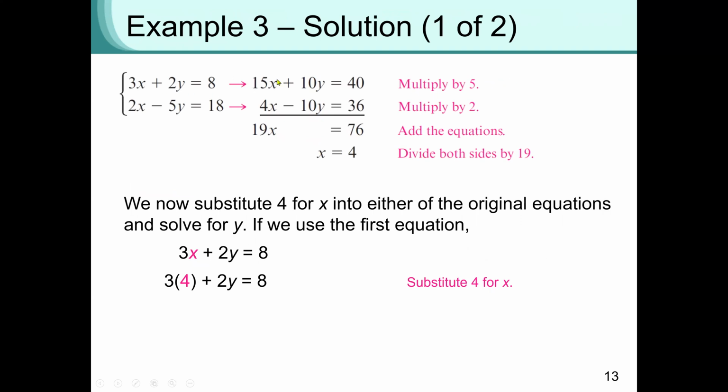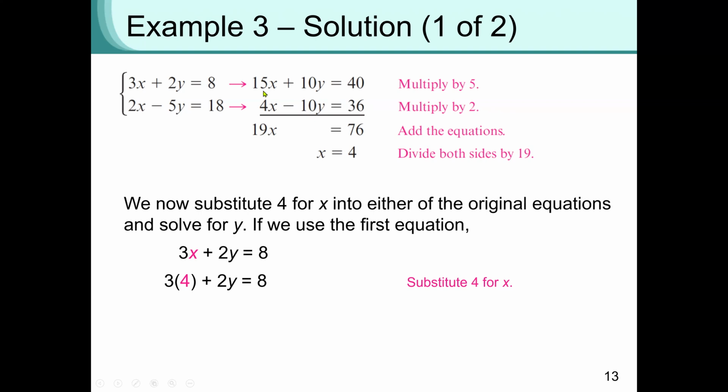Again, when we are multiplying, we have to multiply all the terms. So I'll multiply the first equation by 5. I'm going to get 5 times 3 will give me 15x, 5 times 2 will give me 10y, 5 times 8 will give me 40. Then the second equation, we are going to multiply by 2. So 2 times 2x will be 4x, 2 times minus 5 will be minus 10y, 2 times 18 will be 36.